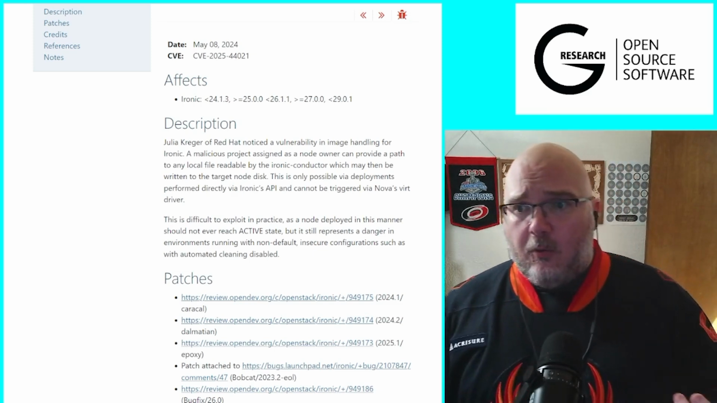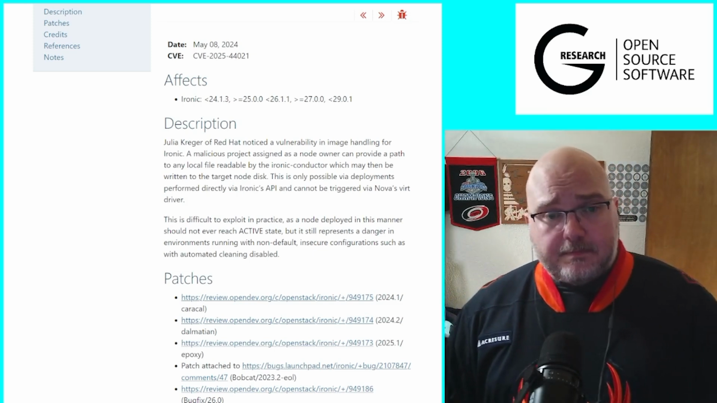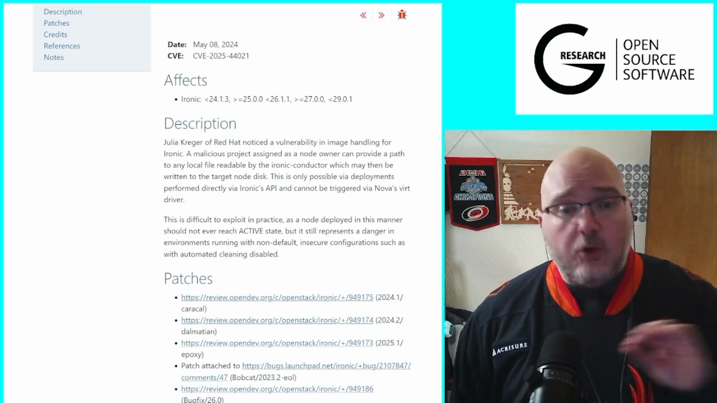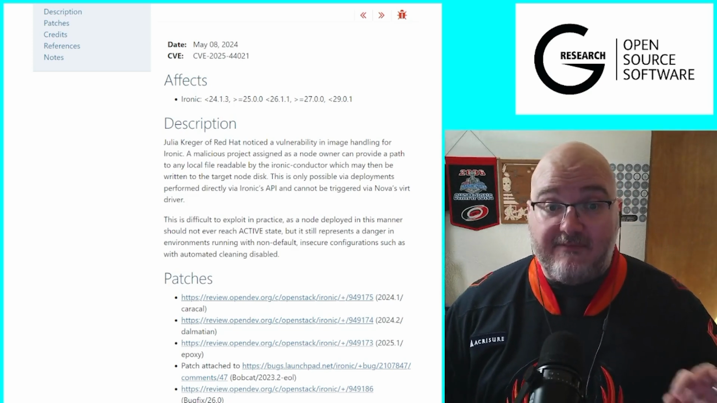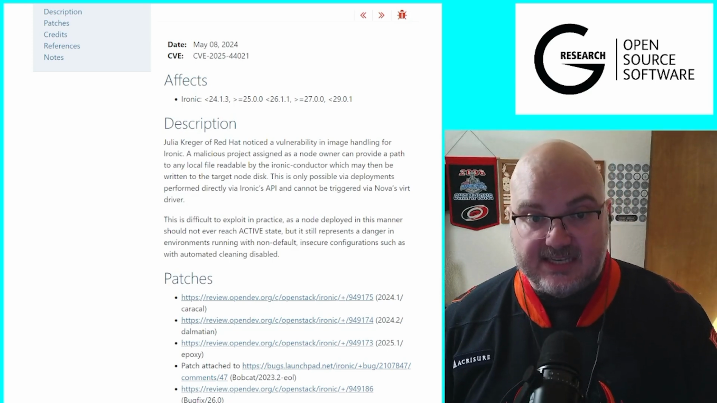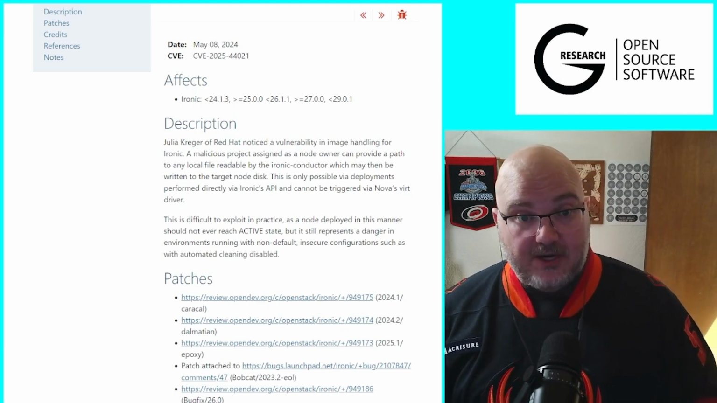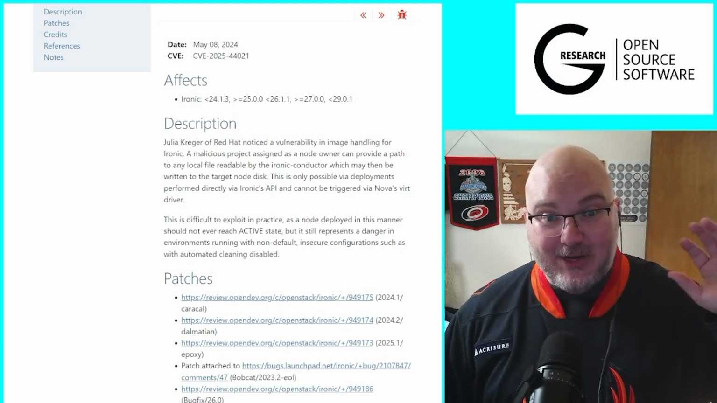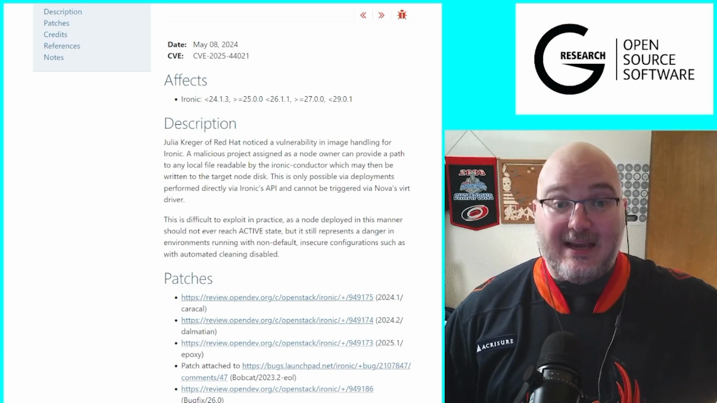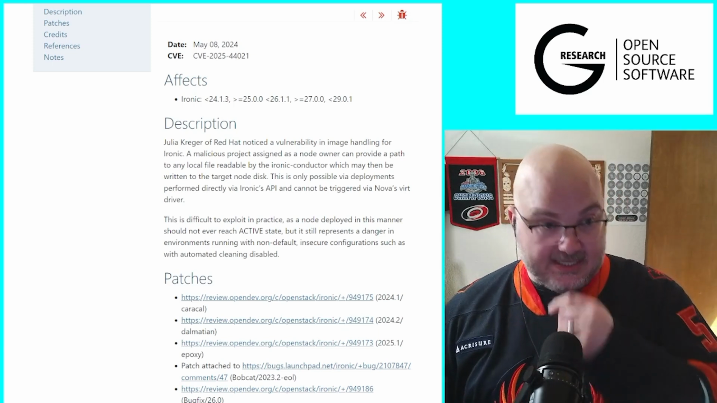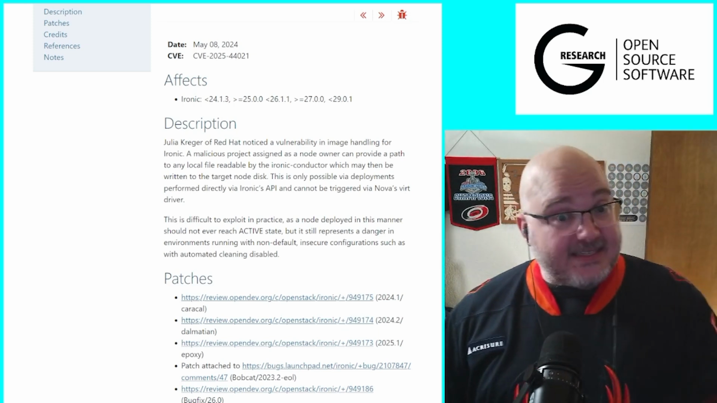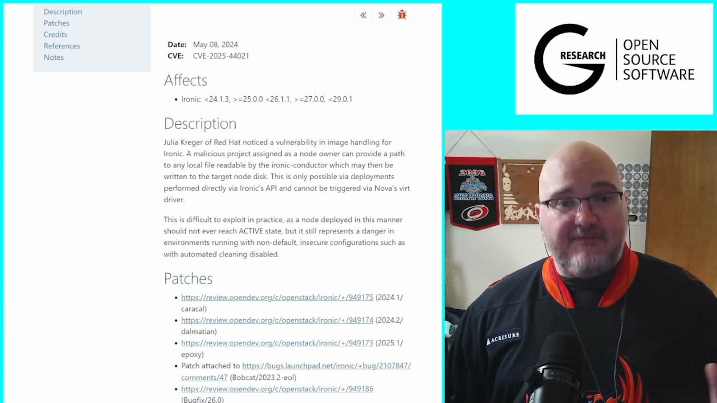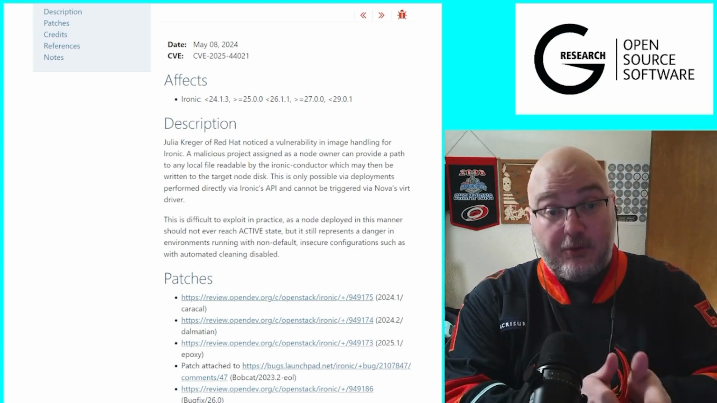Well, what was discovered by Julia is that we had no restrictions whatsoever around what files we would image to a disk if you gave us a file URL. That would mean that you could put any file that the Ironic conductor could read and image it to a disk.